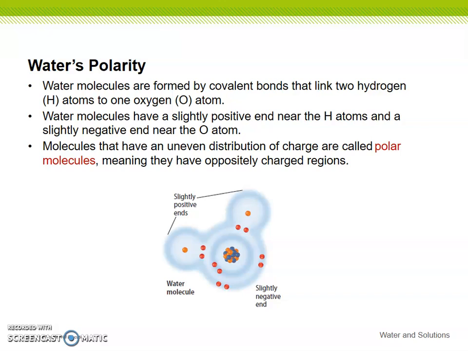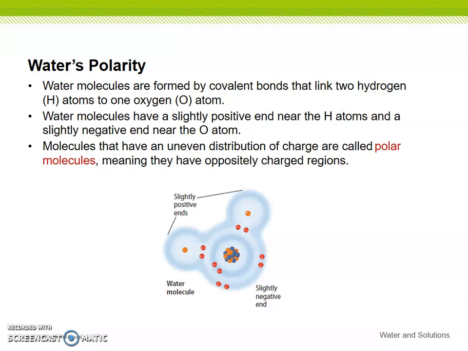Water's polarity. Water molecules are formed by a covalent bond. Remember, a covalent bond is one where 2 atoms share electrons. So water molecules are formed by a covalent bond that links 2 hydrogen atoms and 1 oxygen. Now the oxygen is greedy and it pulls more of the electrons toward it. Okay, it shares them unequally.